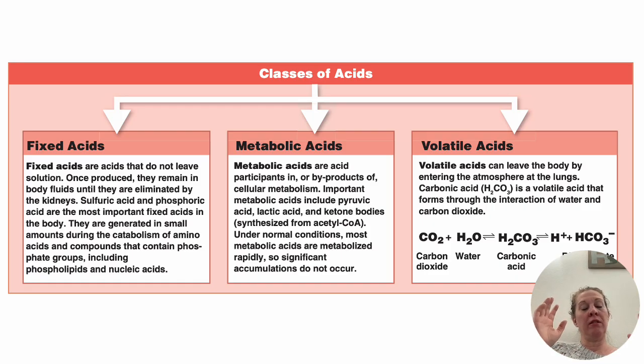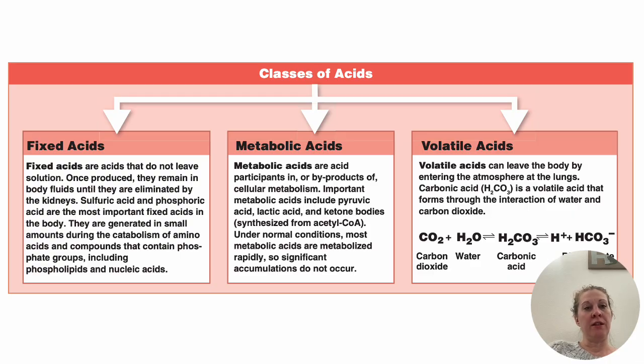There are drawbacks, obviously, to both alkalosis and acidosis. Both can be extremely problematic if they're not corrected. But it's more common for us to be in a state of acidosis. And the reason for that is that we produce a lot more acids in our basic metabolic functions than we do more alkaline substances. So there's three classes of acids that generally affect our pH.